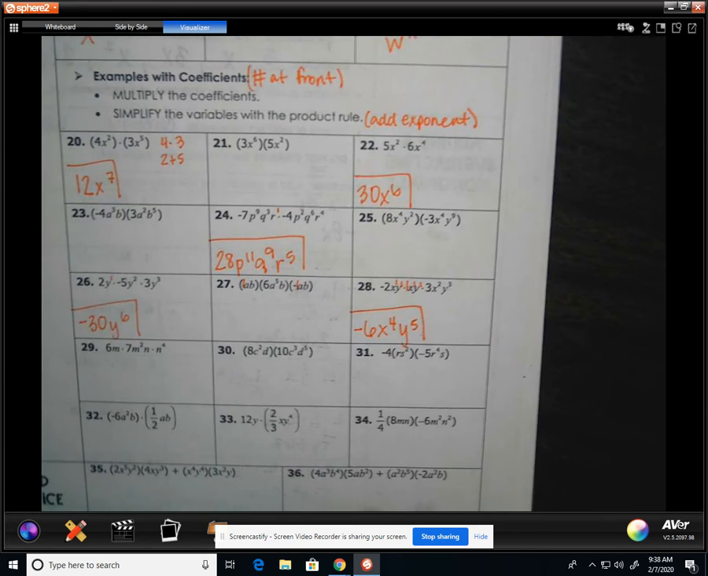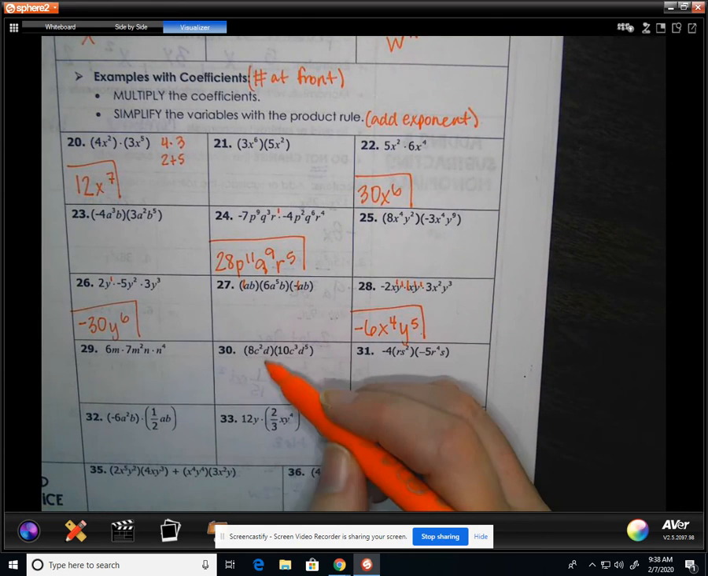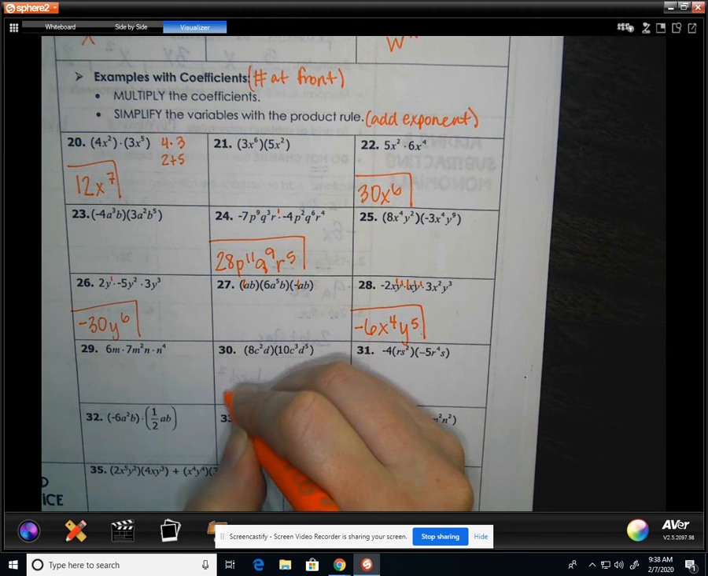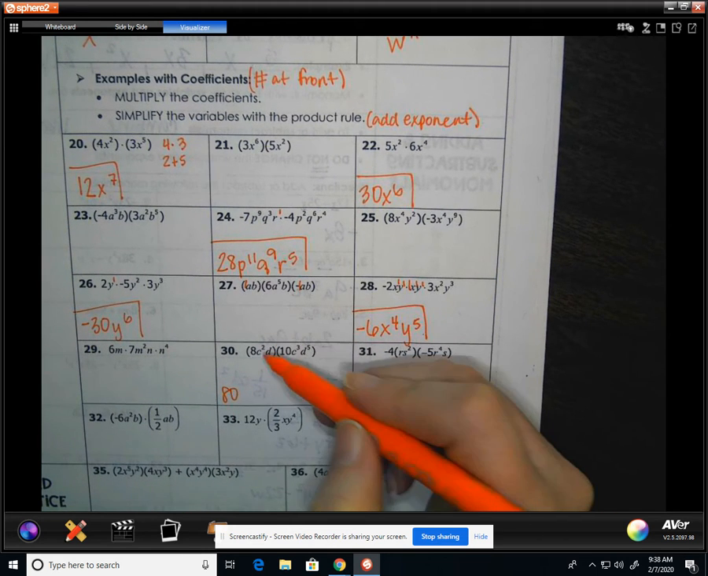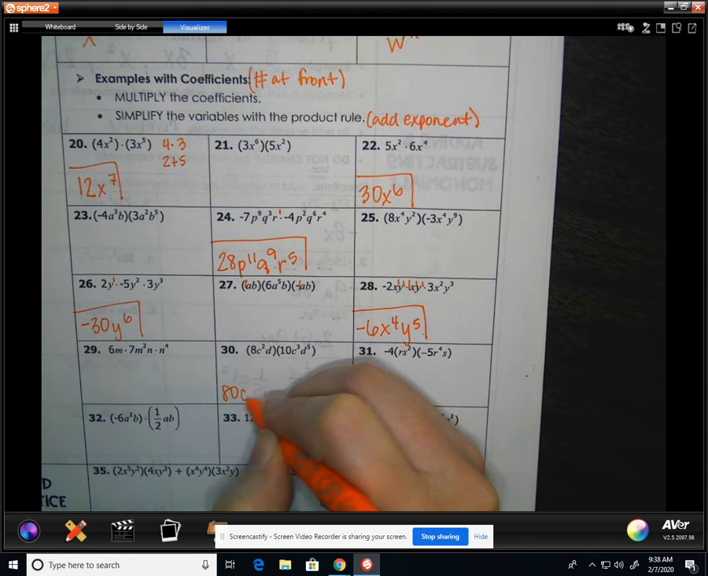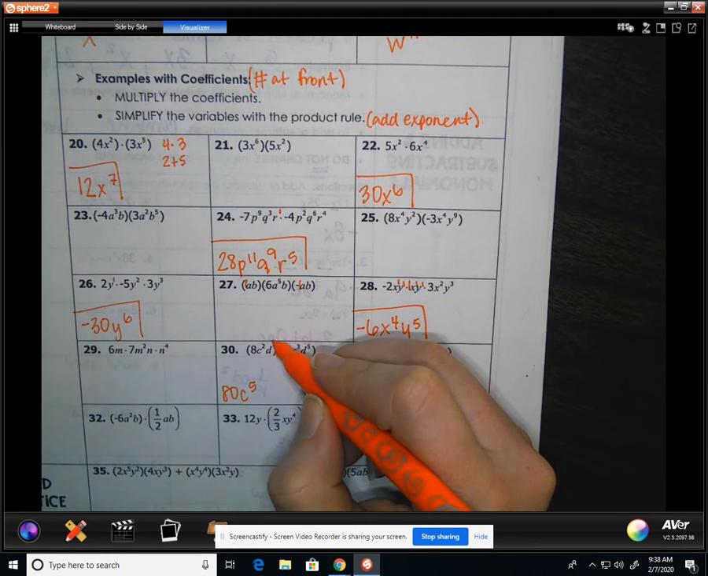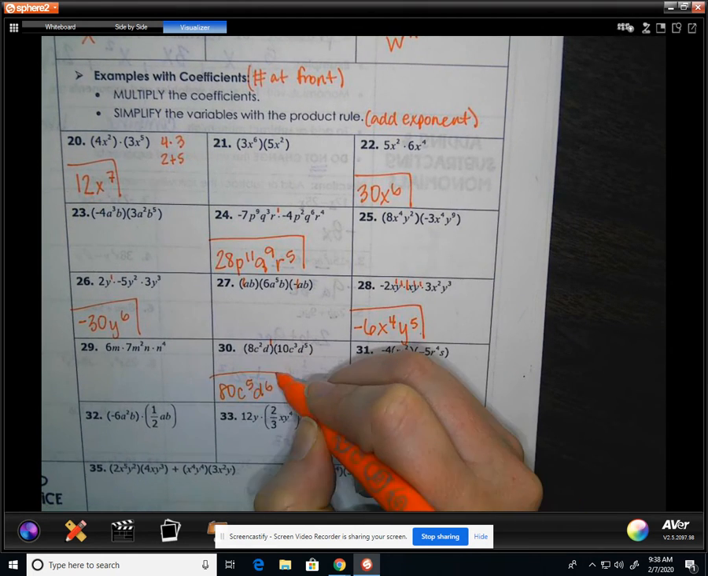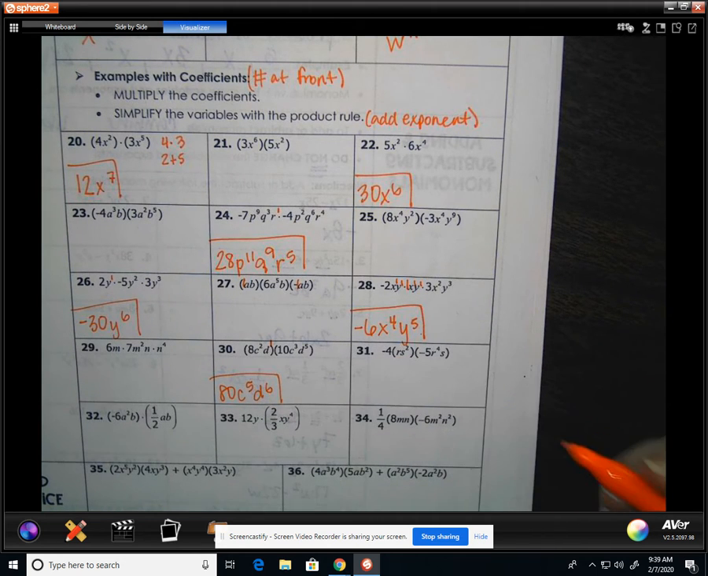Okay, for number 30, I'm going to multiply first. So here we go. We're going to do 8 times 10, and 8 times 10 is 80. And then I add 2 plus 3 gives me c to the 5th, and 1 plus 5 gives me d to the 6th. So 80 c to the 5th, d to the 6th.